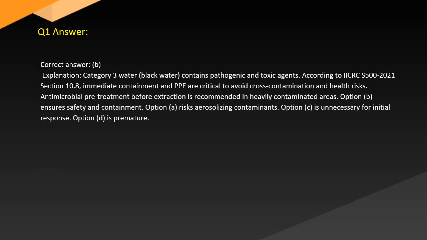Answer. Correct answer: B. Explanation. Category 3 water, black water, contains pathogenic and toxic agents. According to HRConquer 2021 Section 10.8, immediate containment and PPE are critical to avoid cross-contamination and health risks. Antimicrobial pre-treatment before extraction is recommended in heavily contaminated areas.